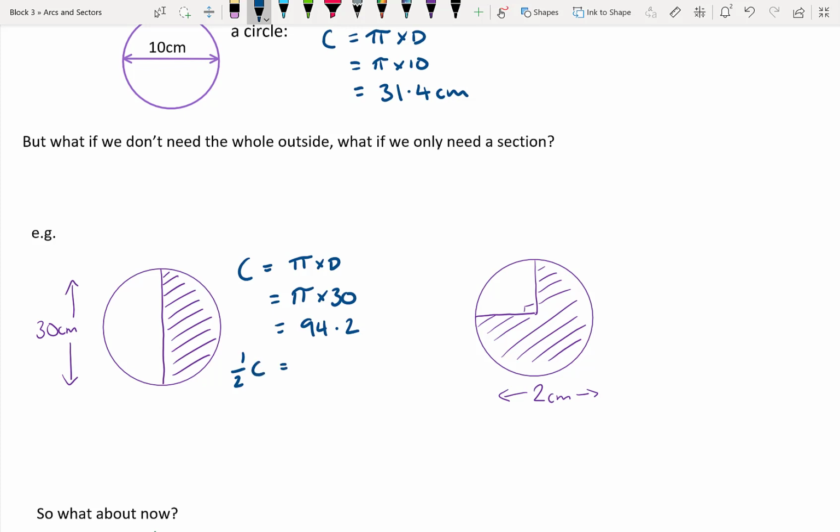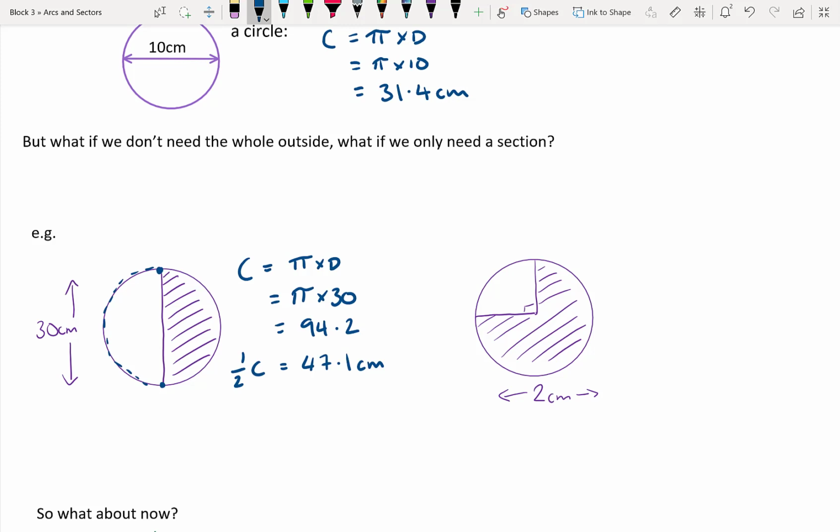So we need to find half of the circumference. We get a half of 94.2, and we get 47.1 centimeters. Remember, I'm looking at the distance from there round to there. That's all I'm interested in. I'm not interested in the bit on the right hand side that's been shaded out. I just need to know the length of the curvy bit that I've dotted in blue.